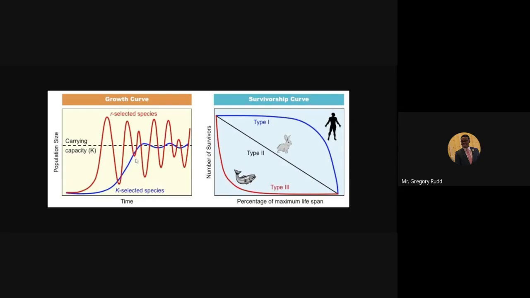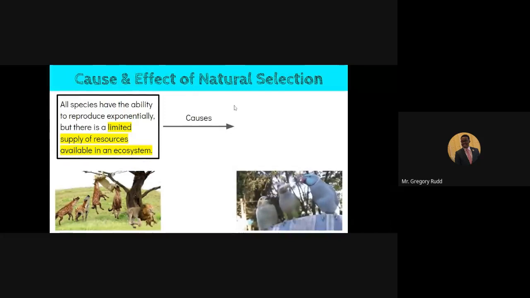But as a K-selected species, we don't see these dramatic increases and drops below the carrying capacity. We're just going to see it happen very gradually and slowly, and it's going to continue to ebb and flow like that. All right, so that's not something you need to know, but I wanted to share that with you all for those of you who might be interested.